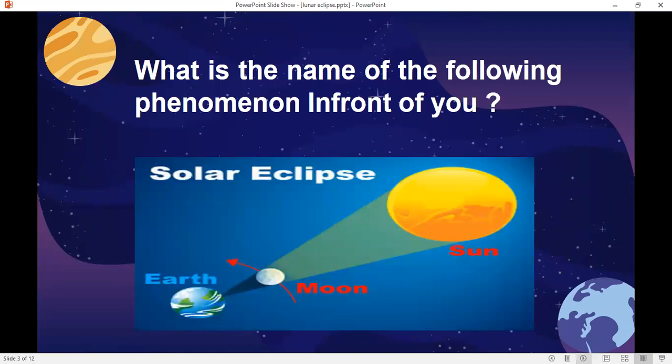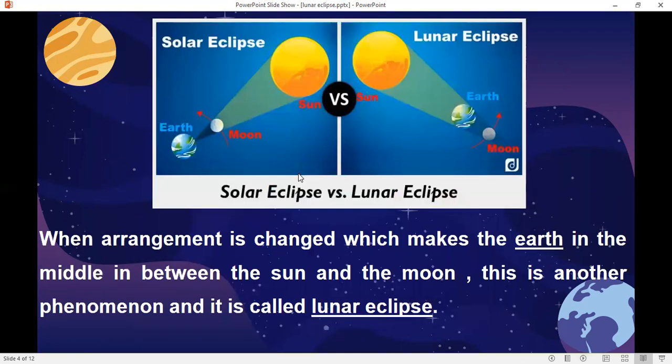So, at first, we would like to ask you a question. What is the name of the following phenomenon in front of you? As you can see, here is the sun, and here is the moon, and here is Earth, on one straight line, but the moon in the middle. So it's called solar eclipse. That's right. But what is lunar eclipse and what's the difference between them?